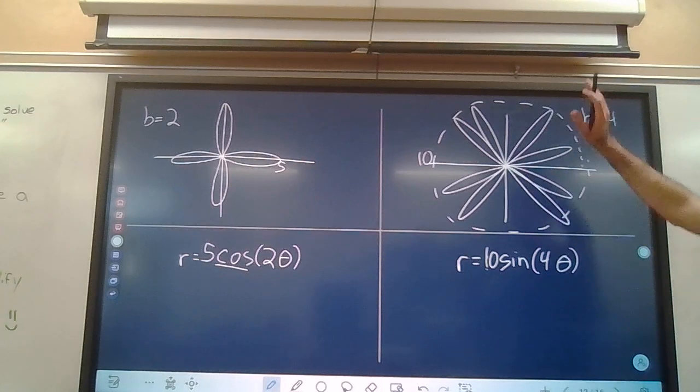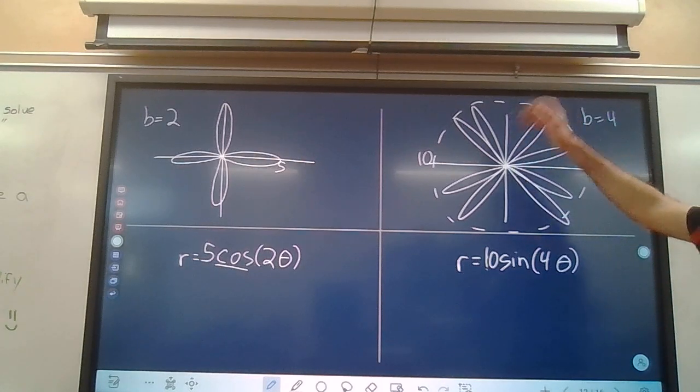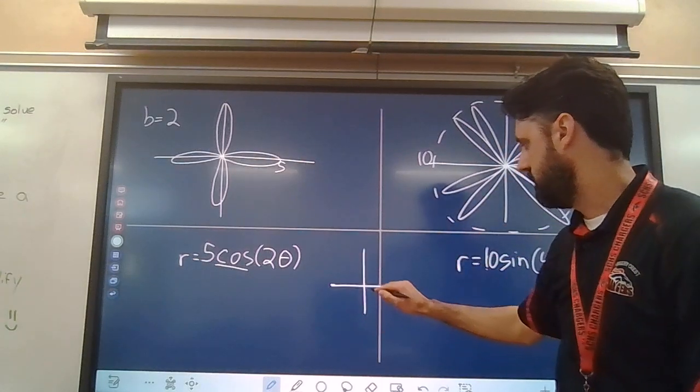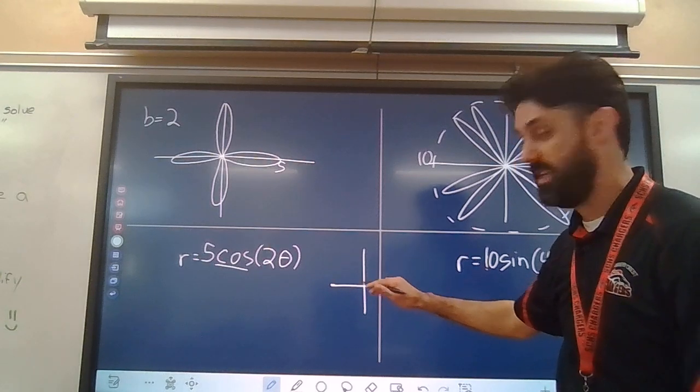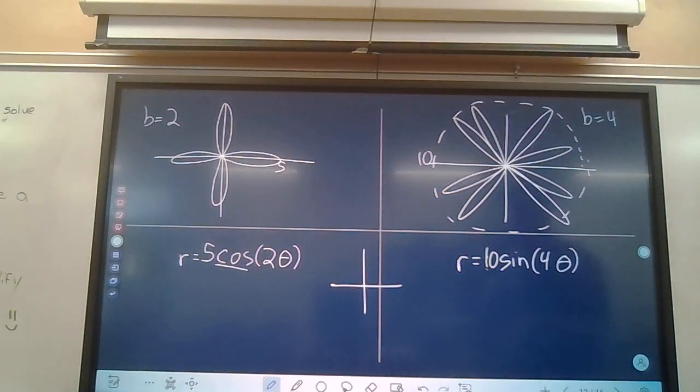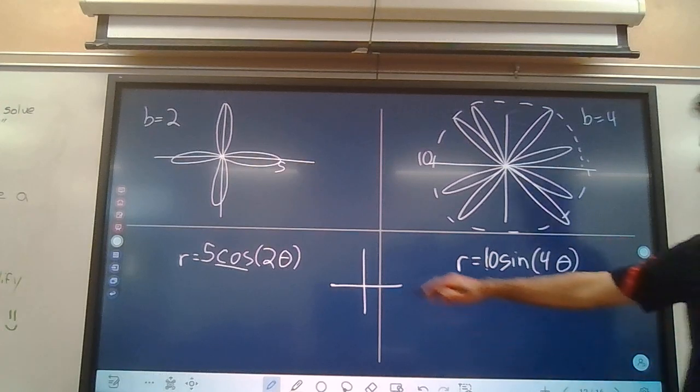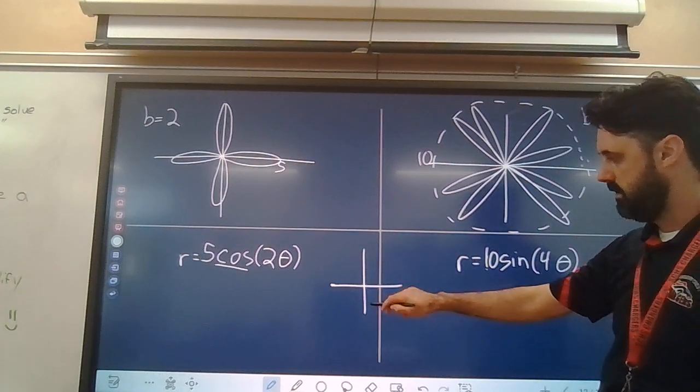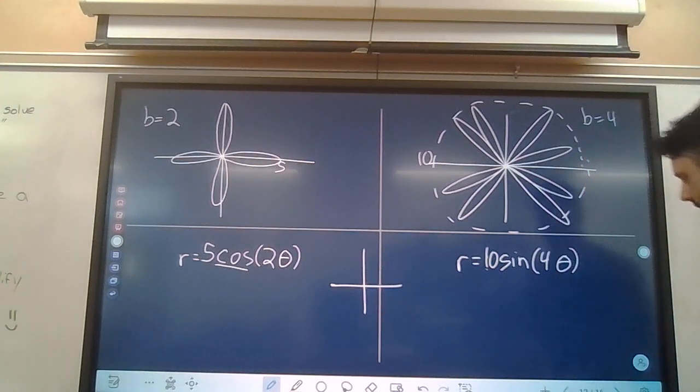All right, so if you had one I didn't do for whatever reason, but if there's a petal on the y-axis and not the x, it would also be sine. So if you have a petal on either part of the y-axis, but not on the x, it would also be sine.